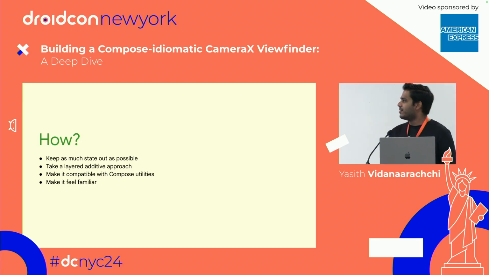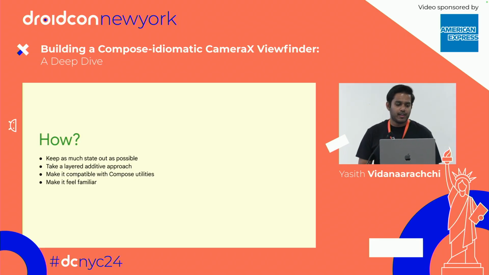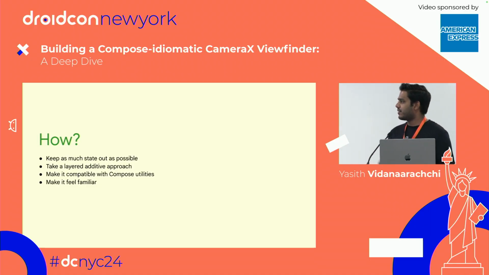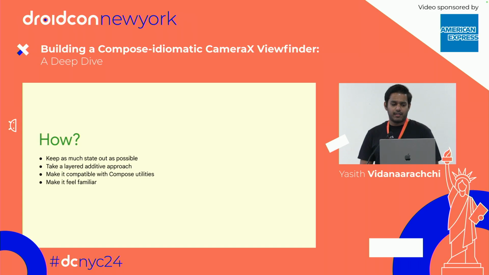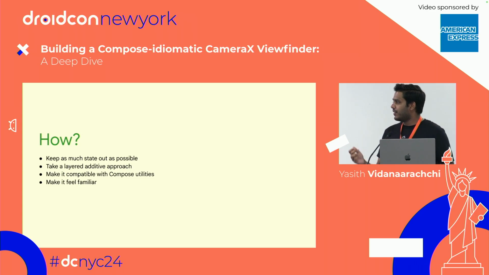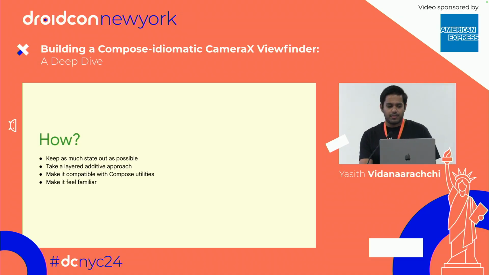So how do we do this? How do we make something Compose-idiomatic? We had to keep as much of the state out as possible, and as with the composables that we see in the foundation framework, we want to take a layered and additive approach. And we had to make it compatible with other Compose utilities, such as the modifier and the gesture system, like I mentioned earlier. And most importantly, we want to make it feel familiar to other composables that developers are used to.